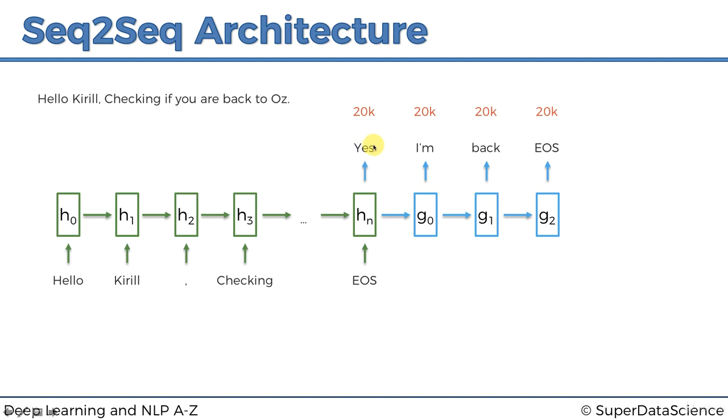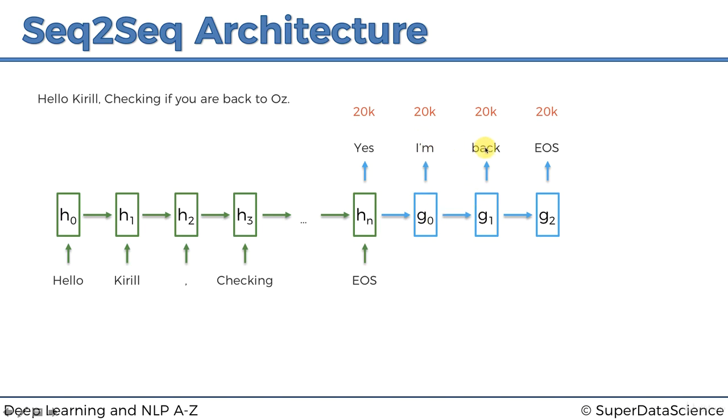So it'll assign probabilities, and basically it'll analyze all the words and it will pick the one with the highest probability. So in this case, it's yes. The word with the highest probability was yes. Out of the 20,000, that's the winner. Then residual information from the network is propagated forward, passed on to the next cell, and here the next one that is picked is I'm.